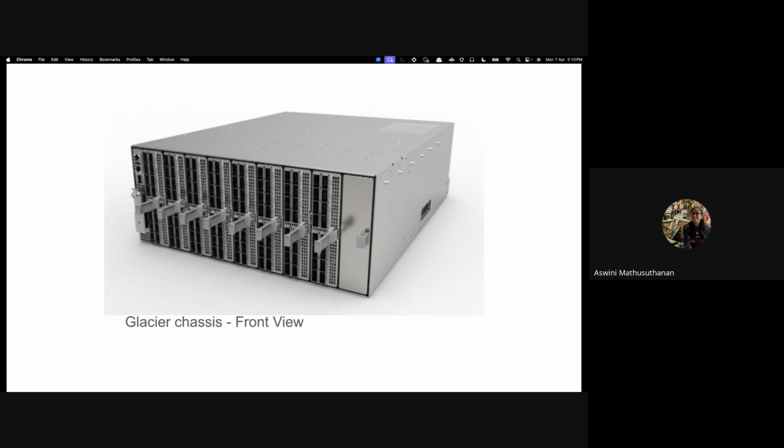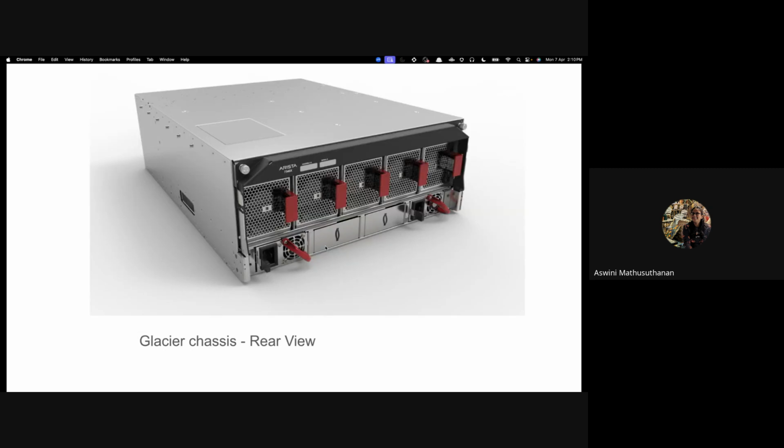Okay, so this is the front view of the chassis, which we already saw. There are 8 line cards vertically mounted with the handles for EC insertion and removal, sorry, not OIR. And this is the rear view, where it has 5 fan cards and 4 PSUs. The switch card is somewhere in the middle behind these fan cards.